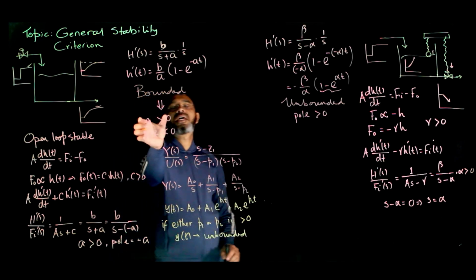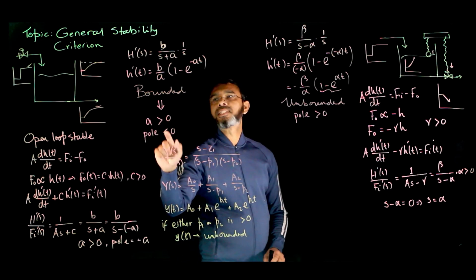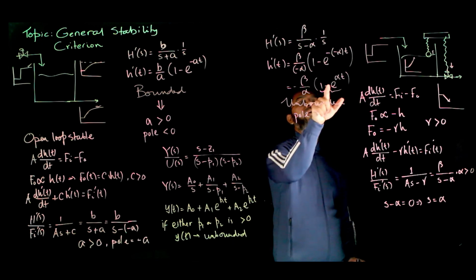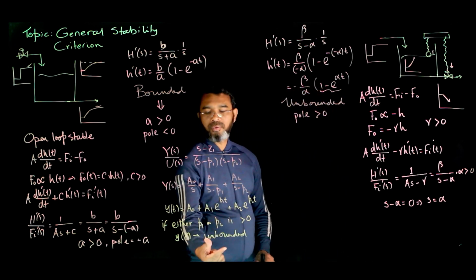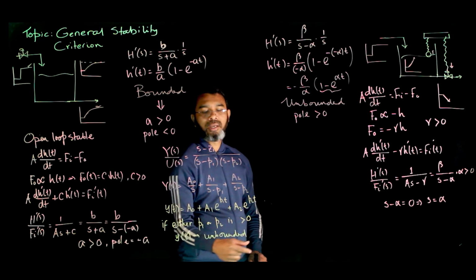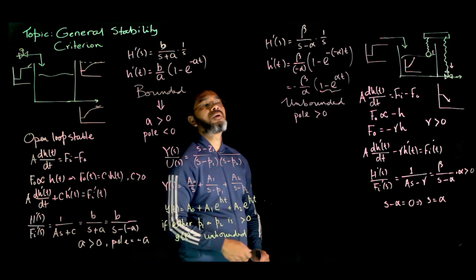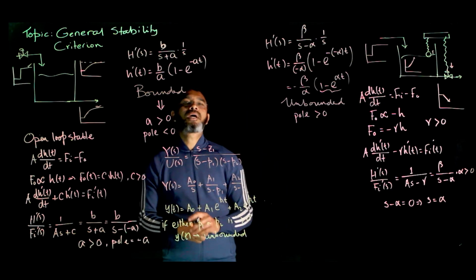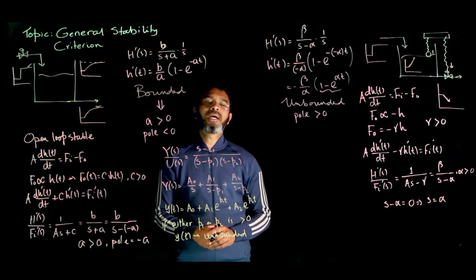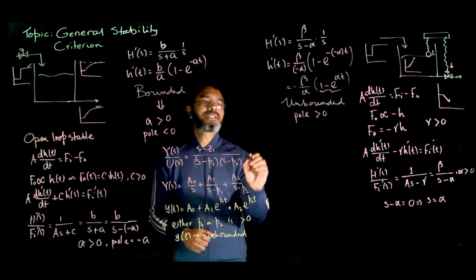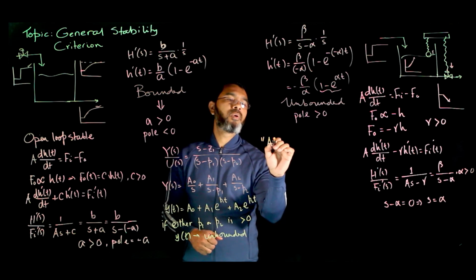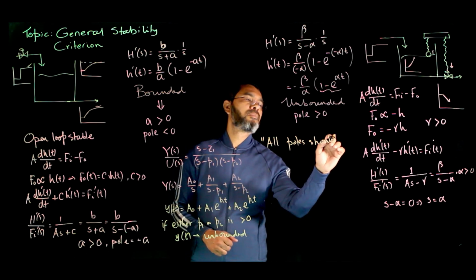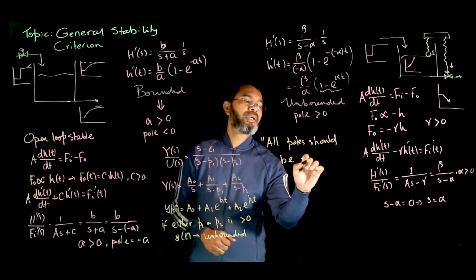So you see that for this case, there is only one pole. If this pole is less than 0, it's bounded. For this case also, there is only one pole. If the pole is greater than 0, it was unbounded. If you have more than one pole, we see that if one pole is greater than 0, it becomes unbounded. Okay, so that comes to the conclusion regarding the stability criteria. So the stability criteria simply is all poles should be negative.